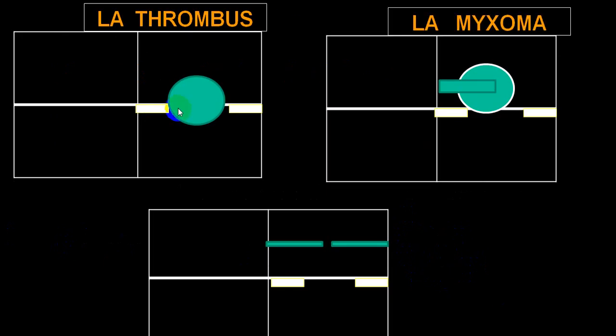If there is a thrombus formation, it acutely blocks the mitral valve opening, then it is called left atrial thrombus, where the mitral valve is not involved.